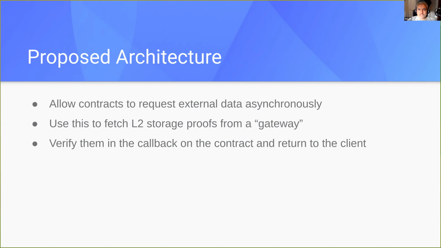So from that, we can go to what our architecture would look like. The basic idea here is we want to allow contracts like ENS's resolver contracts to request external data, so really anything outside of the scope of the EVM, asynchronously. We can use this to fetch storage proofs from a gateway, which is a dedicated server whose job it is to fetch information from a system such as Optimism and format it in a way that's commonly understandable to the client, without the client having to care about which particular L2 it is or what the format of the proofs are. And then we can verify them in the callback on the contract and return the result to the client.